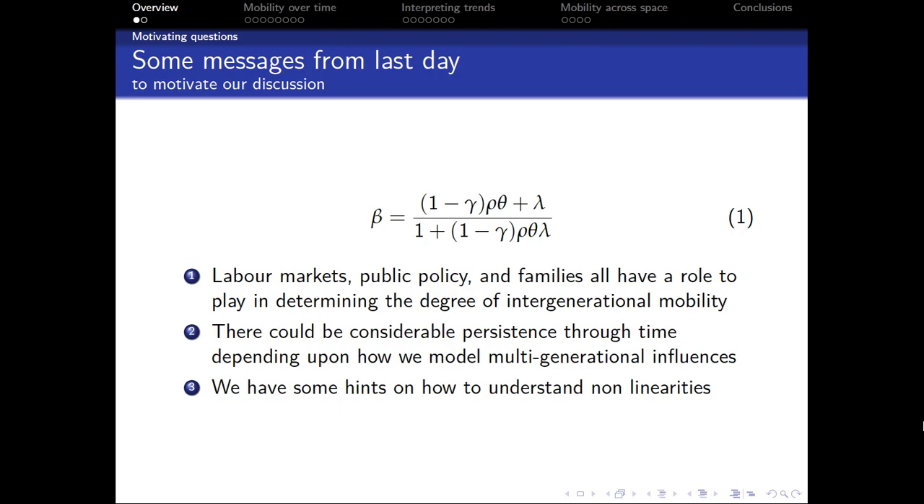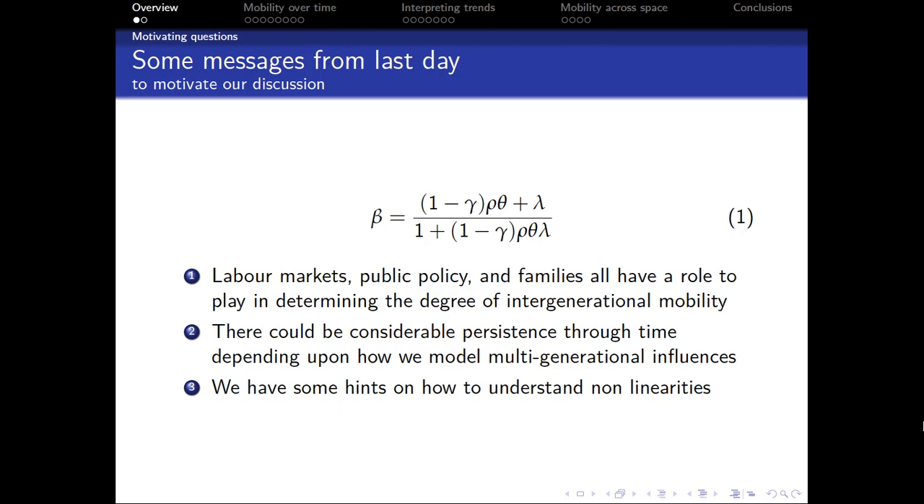And lambda is the degree of heritability of endowments. And these endowments are quote-unquote mechanically transmitted across generations given by this lambda parameter. And again, we offered some cautions on how to interpret those endowments being broader than just genetics. Genetics certainly being an aspect of that, but genes express themselves differently in different social contexts.